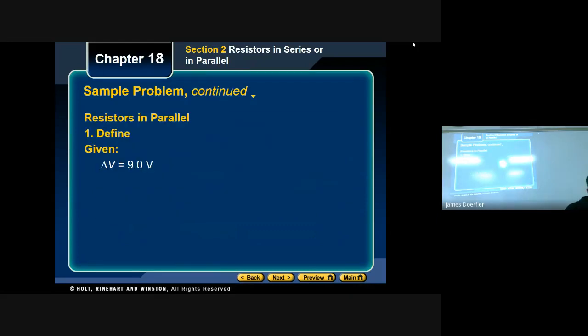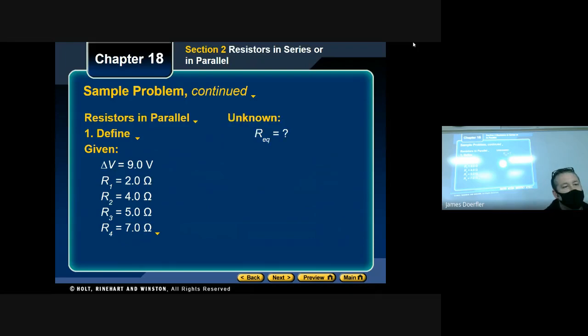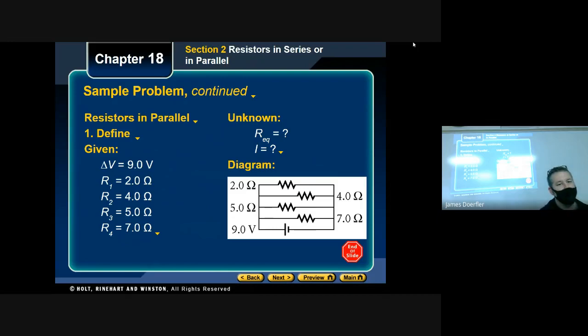So what do we know? Well, we know that we've got a 9-volt battery, and a 2 ohm resistor, 4 ohm, 5 ohm, and 7 ohm resistors. You find the equivalent resistance and the current. Okay. The schematic diagram of that setup is right here.